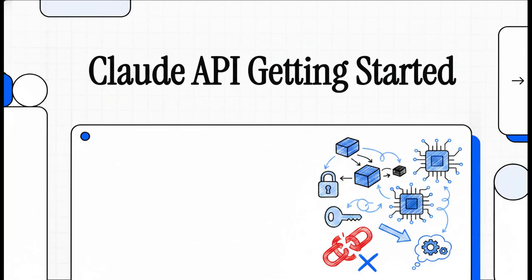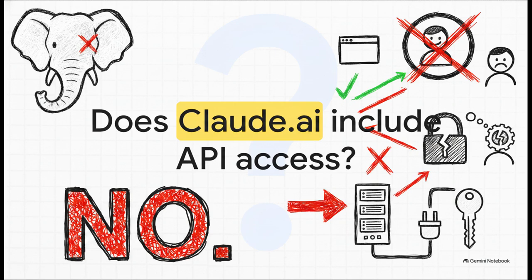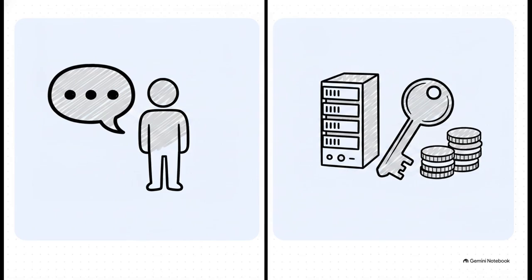Let's get into it. First up, Section 1, the API access illusion, and why your very first call might fail. So, here's a question we see all the time. Does a paid claude.ai subscription automatically include API access? Now, you might assume that paying for that slick web interface means you're totally ready to start building, right? Well, actually, the answer is a massive, resounding no. If you try using your web credentials for an API call, it's gonna fail. Every single time. And this brilliantly illustrates the divide. Claude.ai is strictly an end-user chat interface, zero API access included.